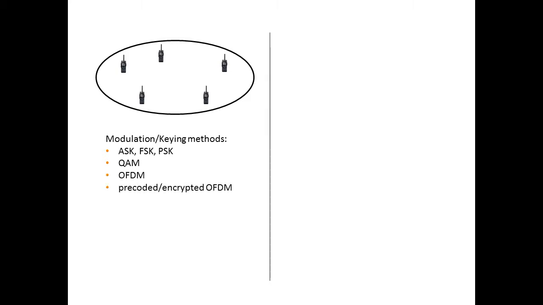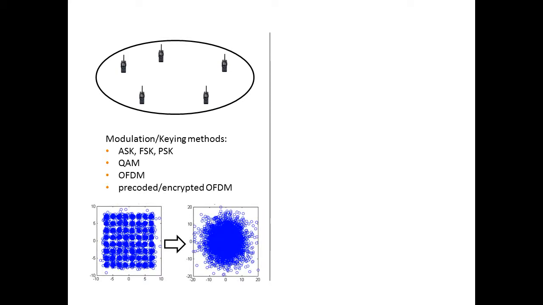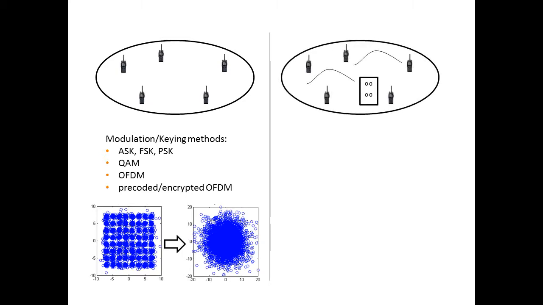There are two types of physical layer encryption. First, for devices that are located in equal signal propagation conditions. For example, simple modulation or keying methods, ASK, FSK, PSK, QAM, or FDM, and the most advanced pre-coded OFDM. Second, for devices that are located in positions with different signal propagation conditions, or operate in channels with high fading. For example, beamforming or space-time block coding for MIMO.